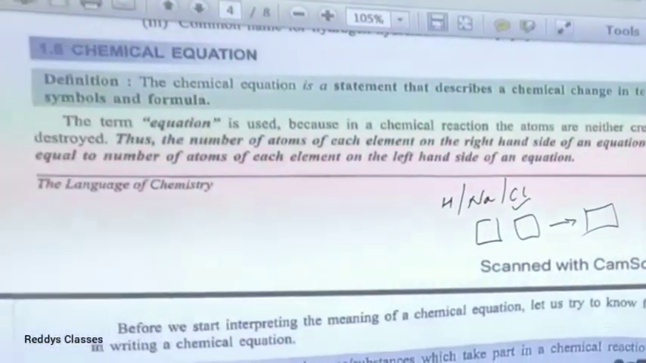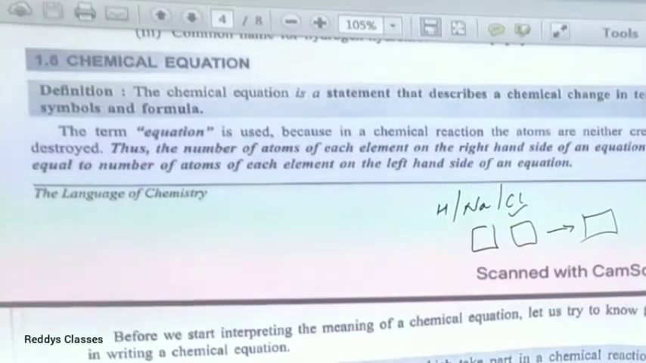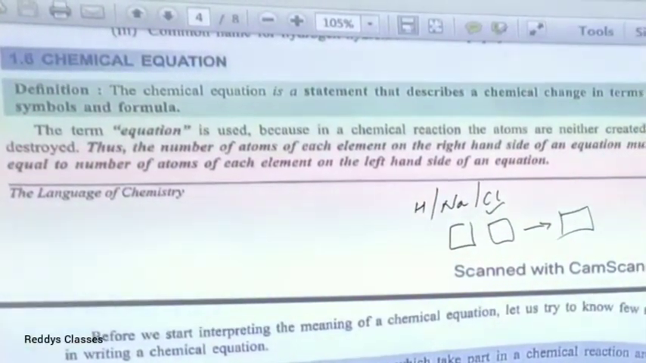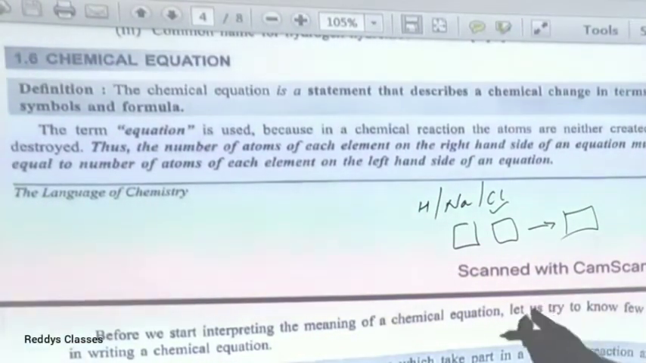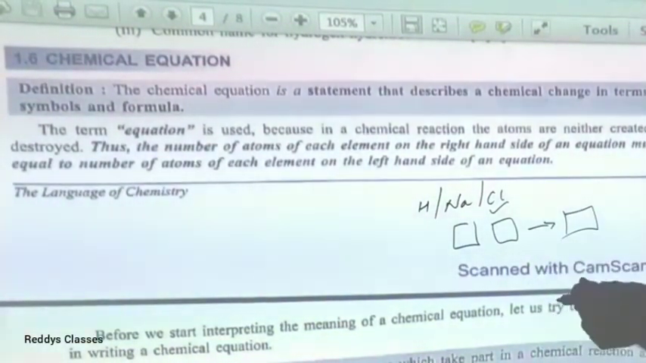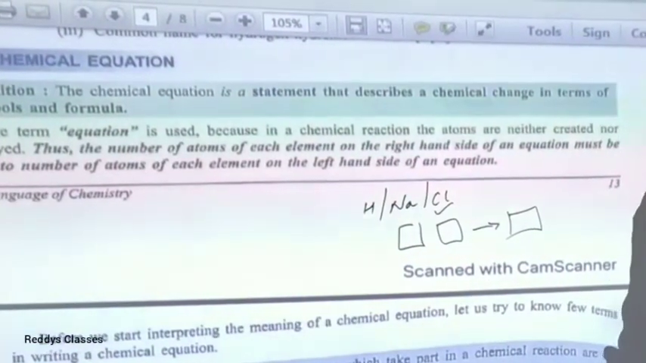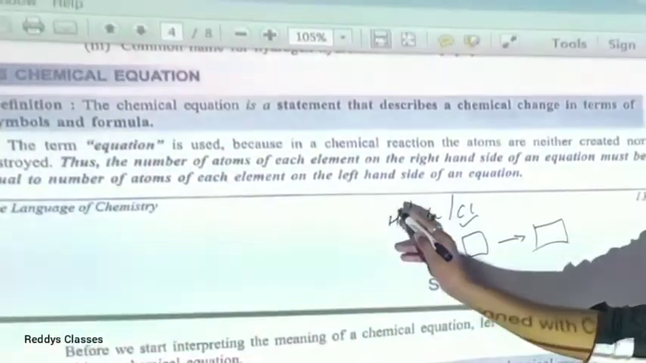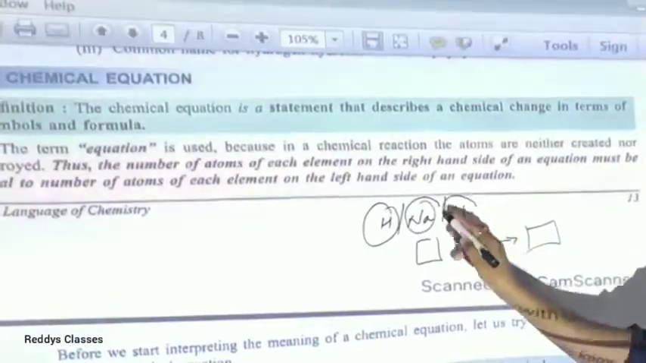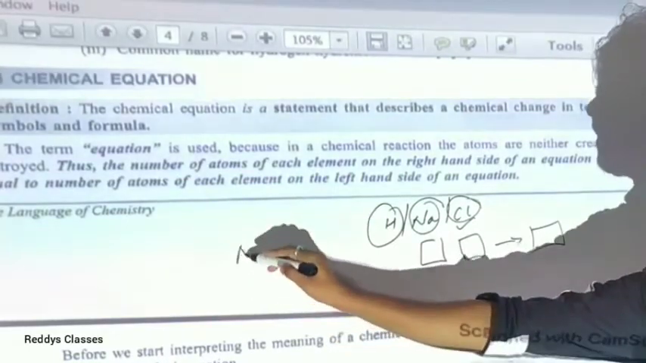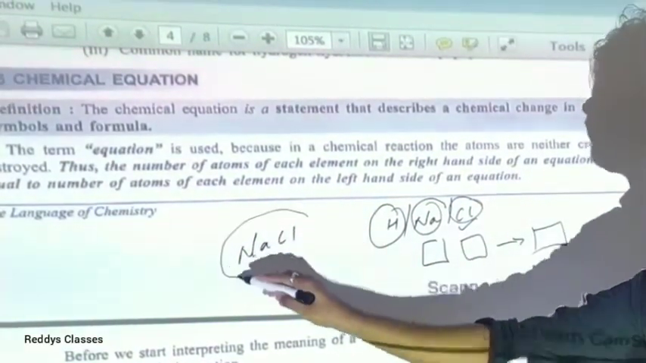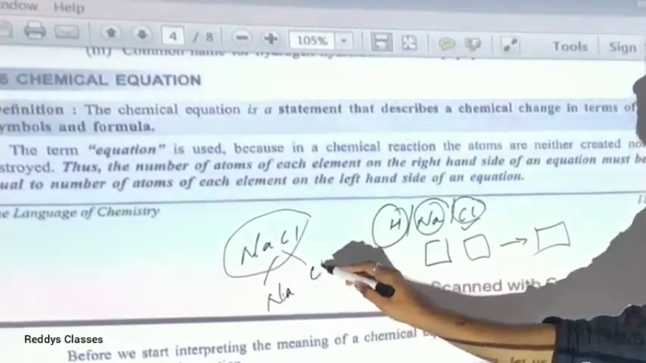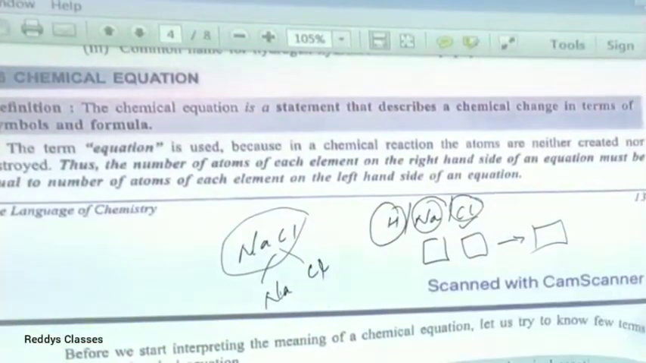First of all, let me introduce the topic, equation. The term equation is used because in a chemical reaction the atoms are neither created nor destroyed. Thus the number of atoms of each element on the right hand side, if hydrogen is an element, sodium is an element, chlorine is an element, we have NaCl. To form NaCl, sodium chloride, you need two constituents, Na and Cl, sodium and chlorine.